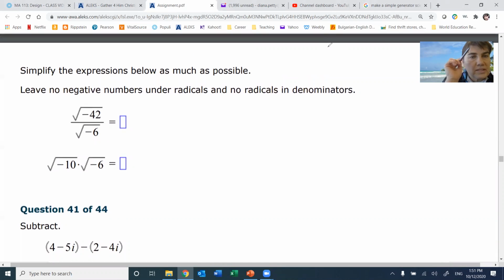Okay, let's try this. Simplify the expression as much as possible and leave no negative numbers under the radicals and no radicals in the denominator. So they're like, oh, but there is no problem with that, really. So first you need to do the i's. Extract the i.